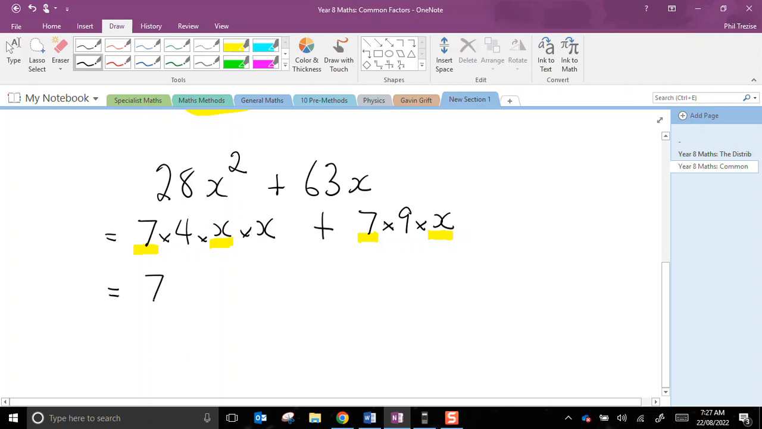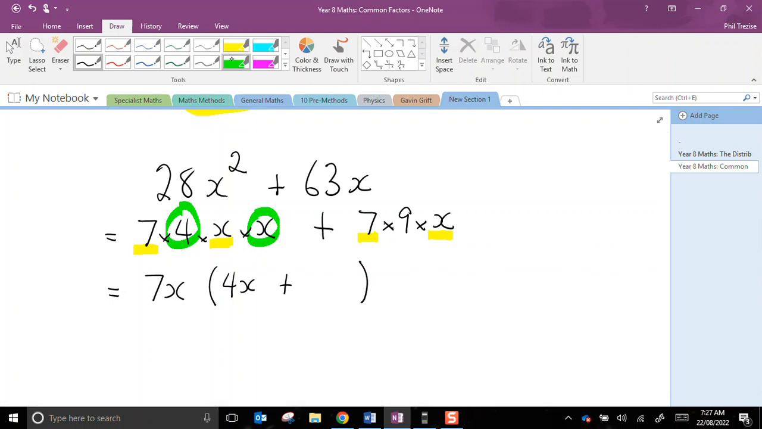So the common factor of 7 and x will be written at the front of my bracket. What remains? There is a 4 and there is an x from the first one. So that is the part that goes inside. The plus sign copies down. What remains from the other side is the number 9. And we have factorised. That's how we go. And that's a common factor.